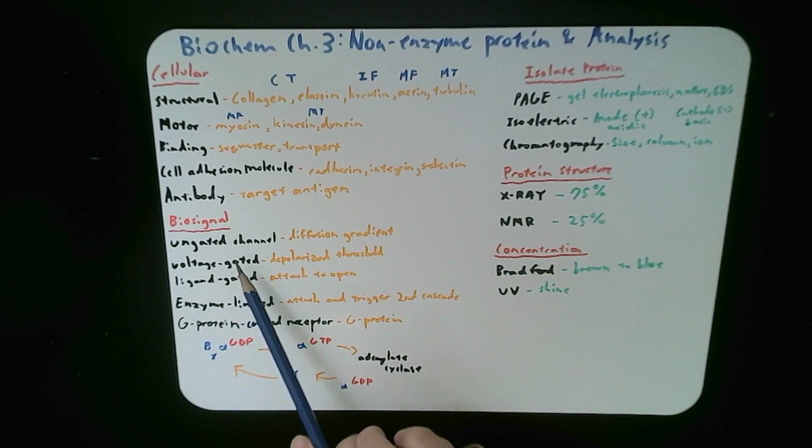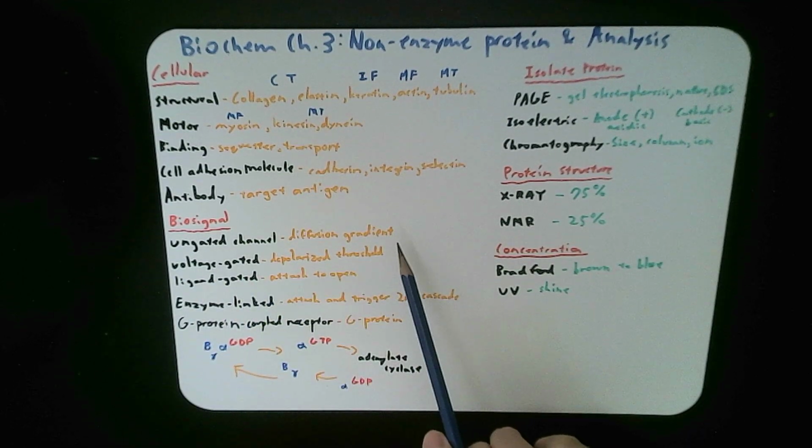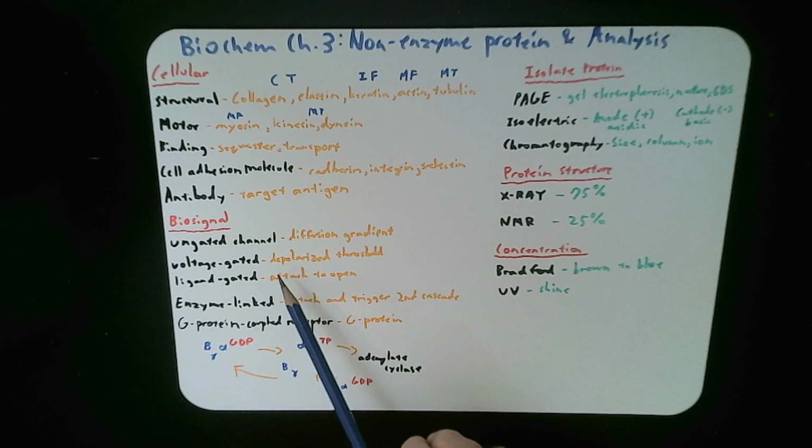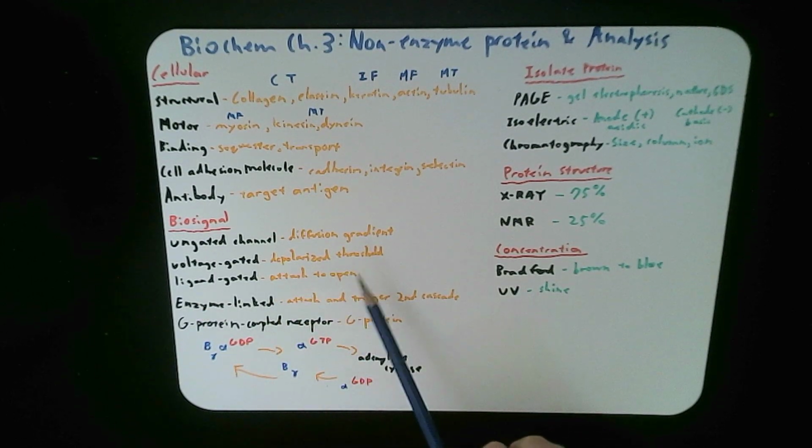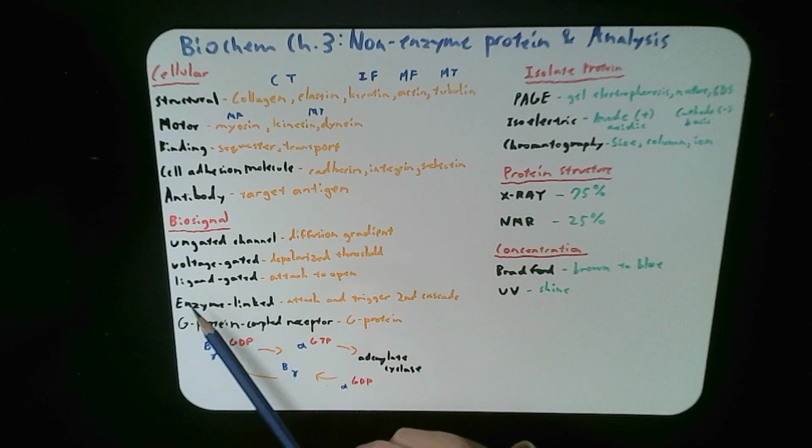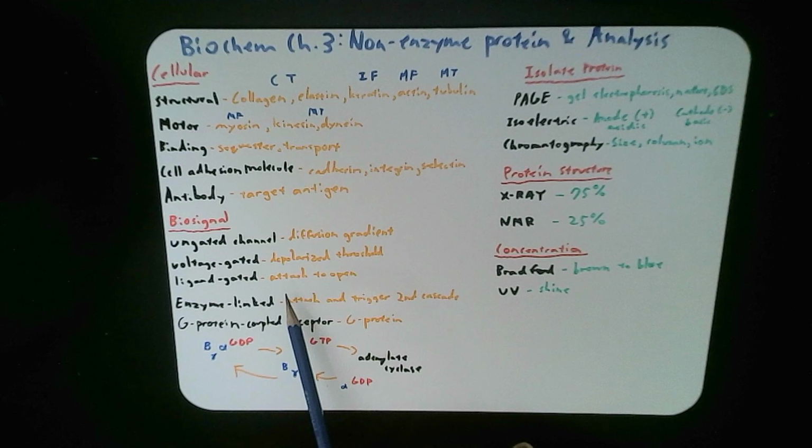Biosignaling, we have ungated channels, which just diffuse down a gradient. Voltage gated is once it reaches the depolarization threshold, the gate will open. Ligand gated: once a ligand attaches to the outside, it will open, allowing content to flow in. Enzyme linked, there's a ligand bound to the outside and it triggers a secondary messenger cascade.